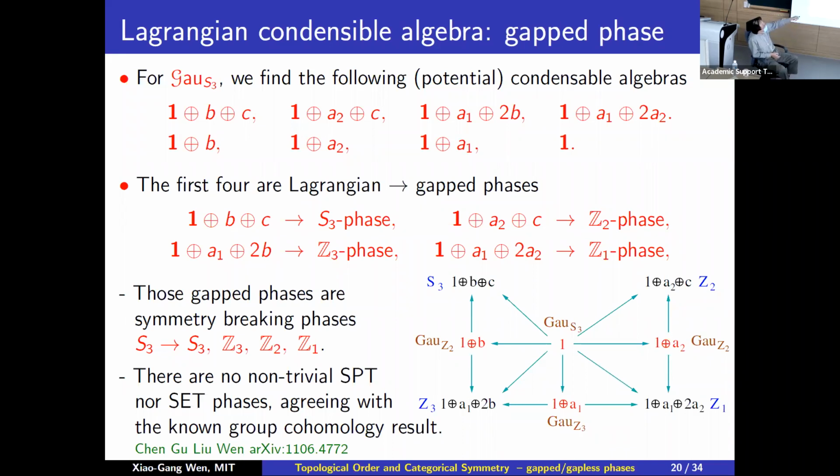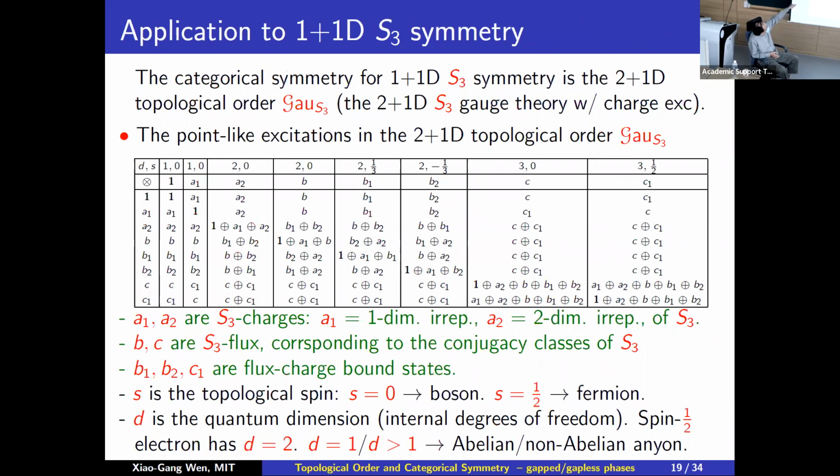And here, it happens to correspond to 4 symmetry breaking states. Remember, I should explain: B, C are S3 gauge fluxes, and A1, A2 are S3 gauge charges. A1, A2 are representations of S3, and B and C are the corresponding fluxes. B1, B2 are bound states between these 2 representations with B, and C1 is a bound state of 2 representations with C. So it's a bound state.